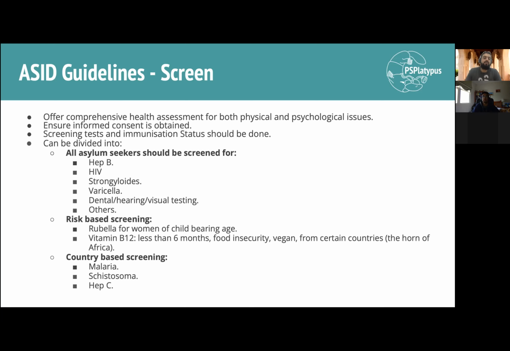The last category is country-based screening. So people from specific countries must have this screening because, for example, this disease is common in these countries. So we have malaria, schistosoma, and hepatitis C.